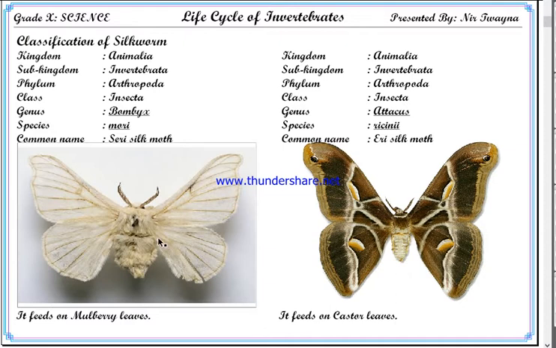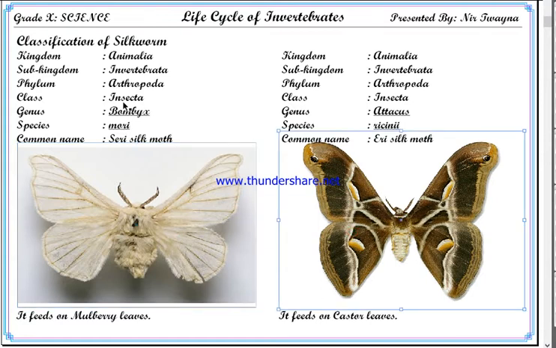The white one you can see is called Seri silkworm. The brown one, which more or less looks like a butterfly but is not a butterfly, is called Eri silkworm. So there are two types of silkworm, Seri and Eri. Out of them, Seri silkworm is mostly cultivated.